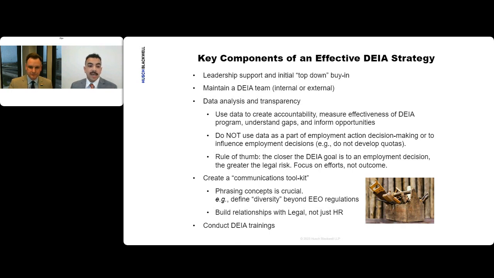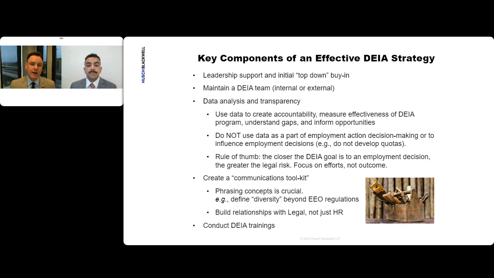And finally, and I know Eric mentioned this already, but we really want to hammer this point home. Conducting DEIA trainings is incredibly important. You may have a new workforce, including new leadership who may need to be trained. There are, of course, social concepts that grow and may need to be understood and explained in the workplace. And again, this key component is incredibly important for an effective strategy.